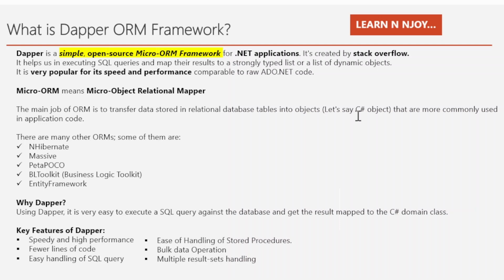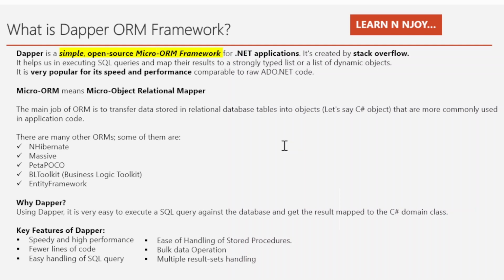Before diving deep into Dapper, we first learn what ORM and micro ORM are. ORM stands for Object Relational Mapper, which has full-fledged functionalities like object tracking, mapping to multiple nested classes, and quite a lot more. While Micro ORM has fewer features but is effective in handling complex queries that support multiple joins and some really long business logic. The main job of an ORM is to transfer data stored in relational database tables into objects, let's say C# objects, that are more commonly used in application code.